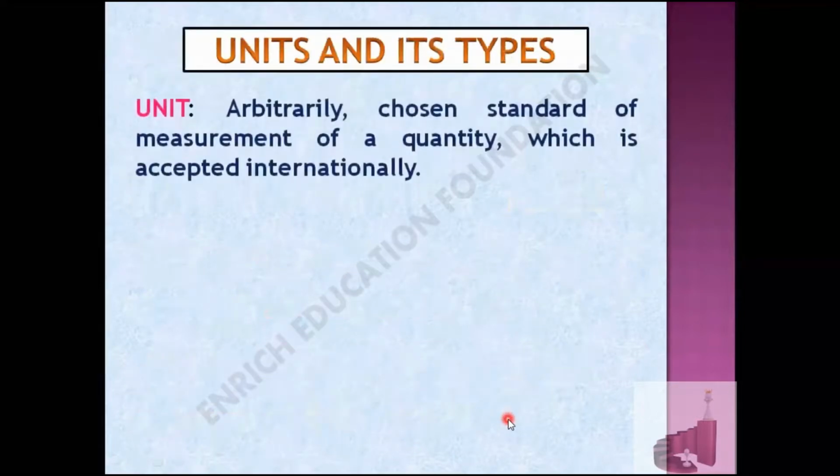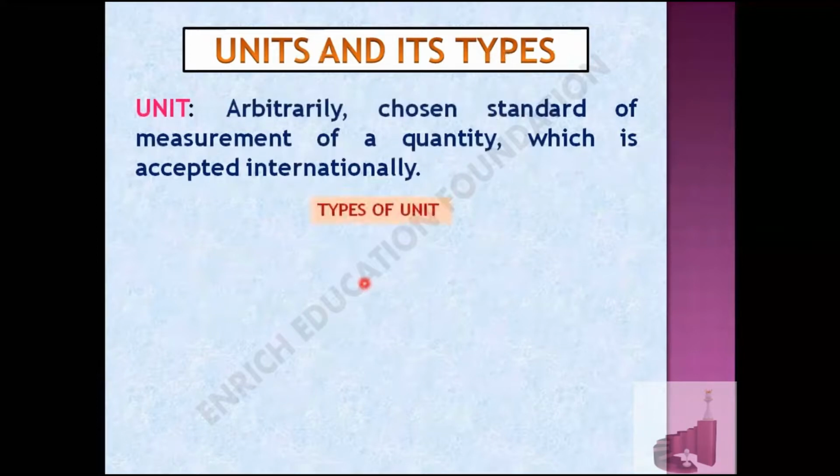Units and its types. When we talk about the fundamental and the derived quantities, there is a chosen standard for expressing these quantities. And this arbitrarily, that is the random method of choosing a standard for expressing the physical quantity is called as the unit. And this unit has been accepted internationally, so the same unit is being followed all over the world.